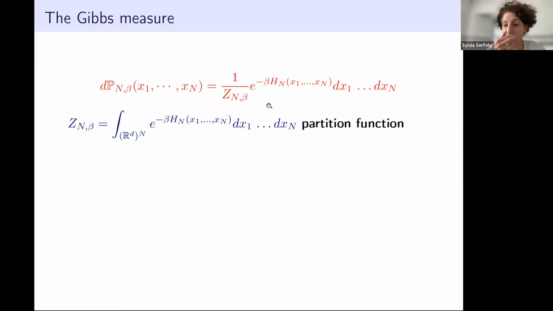Configurations with more energy are less favorable, configurations with low energy are more favorable, but it depends on the temperature, because you also have a question of how much volume in phase space these configurations occupy. So if you know that the minimizer is a triangular lattice, that still doesn't occupy a lot of volume in phase space, so you may not see it very well.